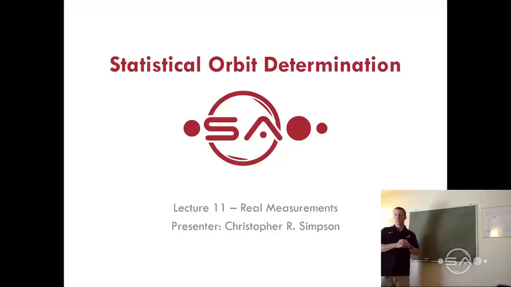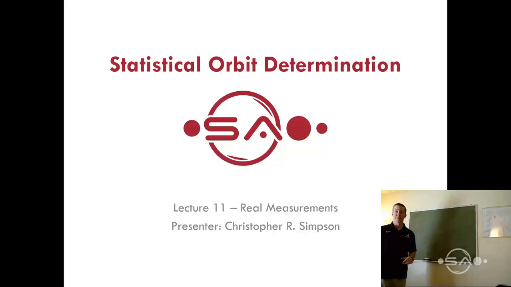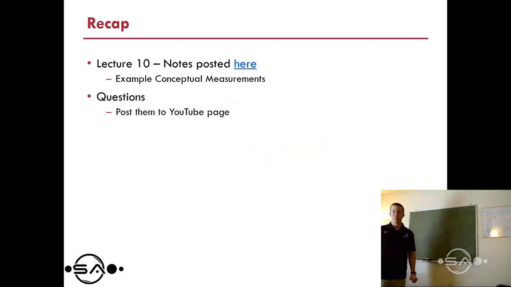Alright, welcome back for lecture 11. We're going to be going over real measurements, so in other words, some of the factors affecting your measurements. And then we'll examine one-way range, two-way range, Doppler, so in other words, range rate, and finally look at difference measurements, which are very important to us and where we're trying to get to.